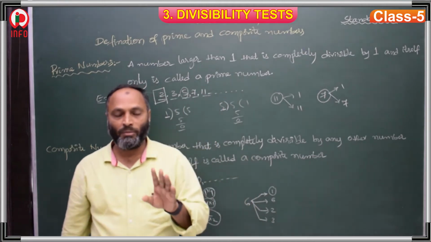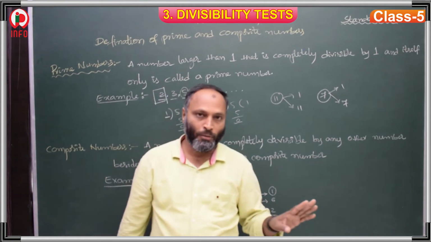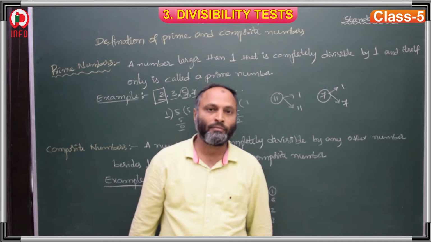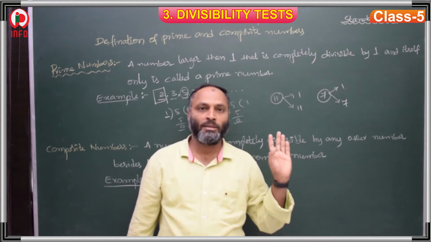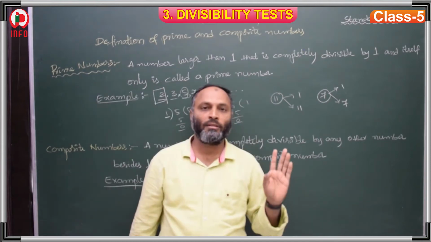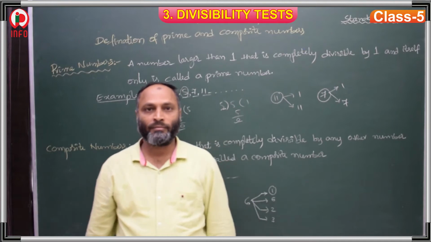2 is an even prime number. This you keep in your mind. First, 1 is neither a prime nor a composite number. Second, 2 is an even prime number. This is the definition and explanation about prime numbers and composite numbers.